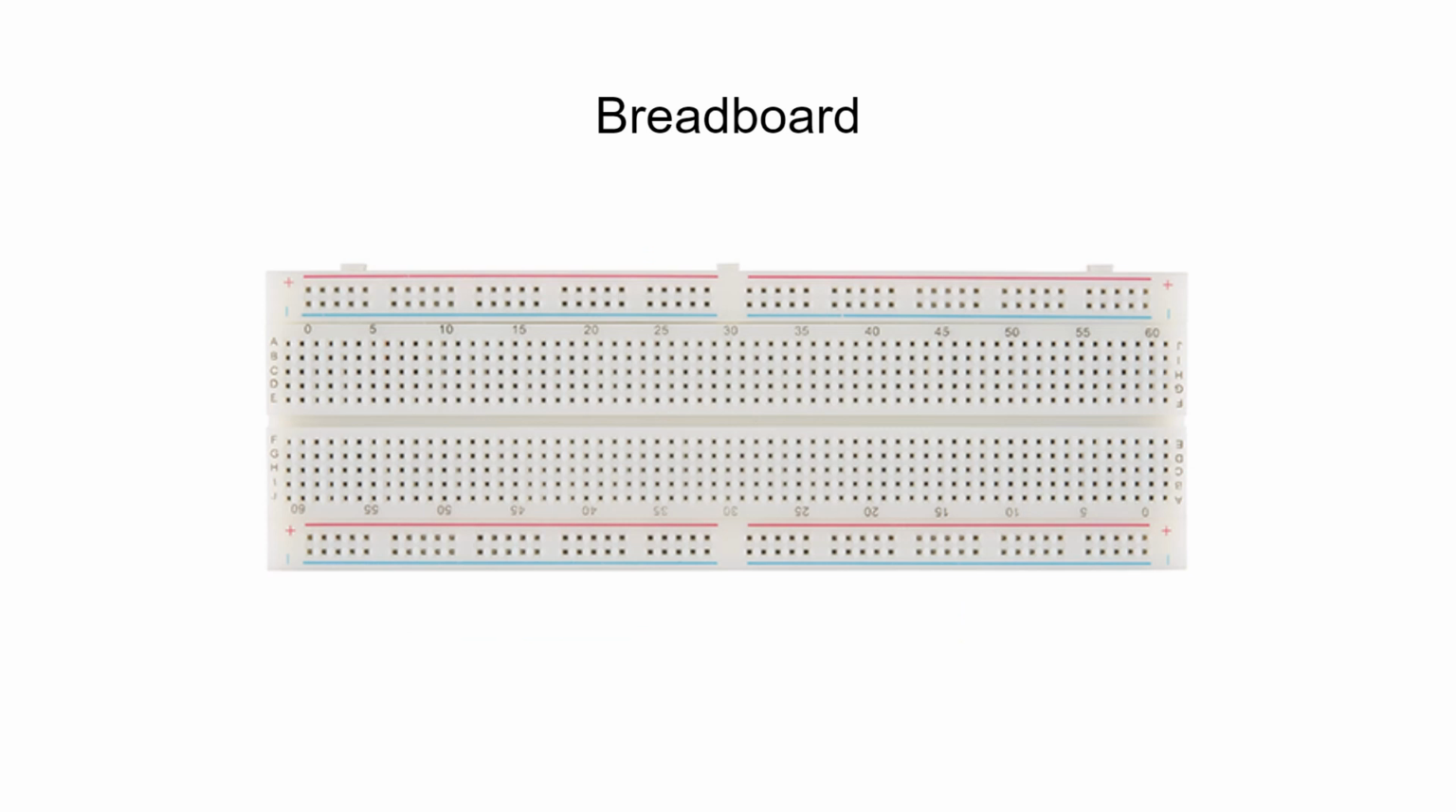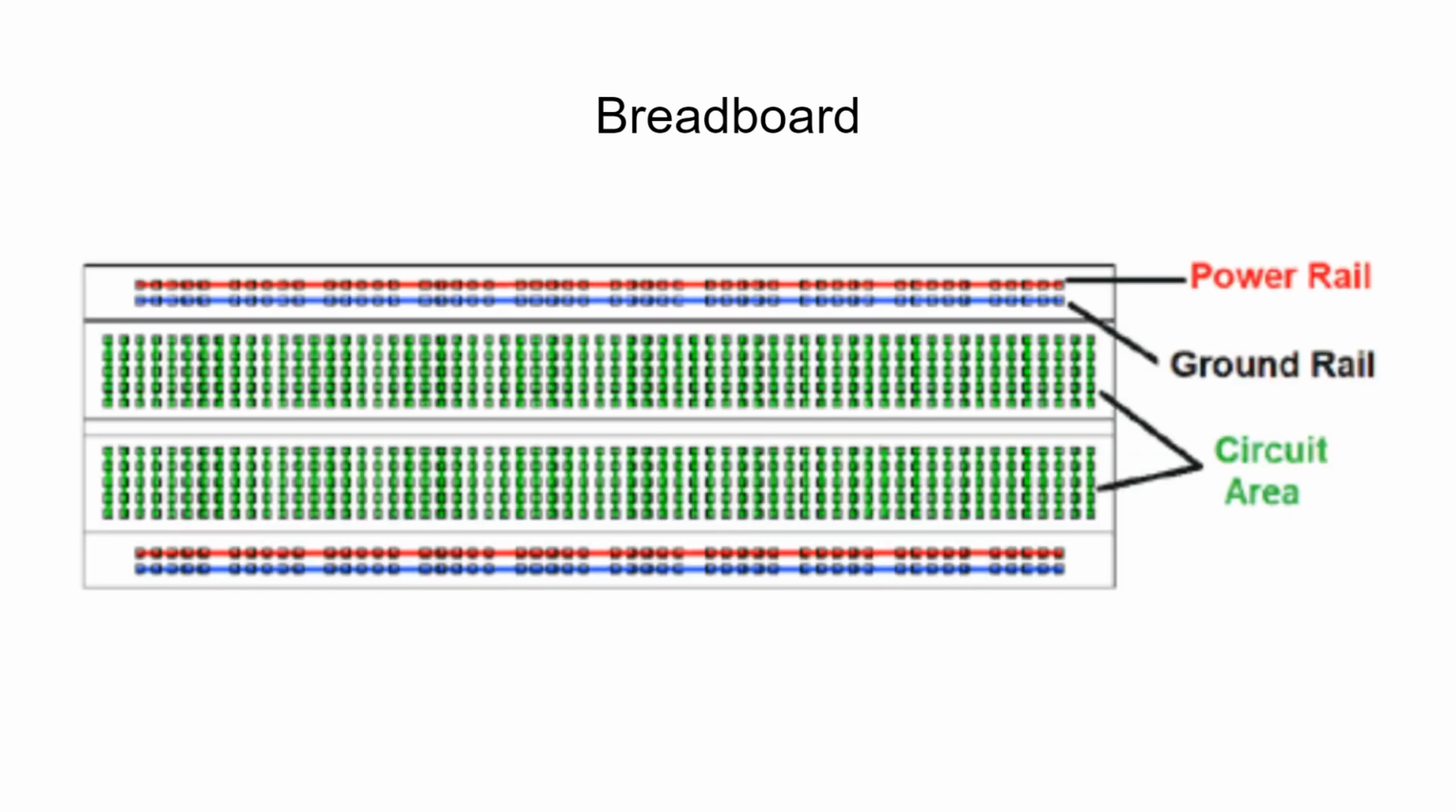These are breadboards. So breadboards have holes in them which we connect the components into. There's power rail and ground rail. These go in rows. The circuit area, they go in columns.